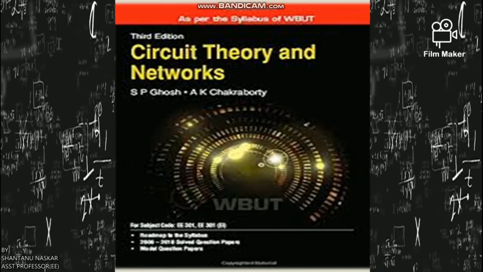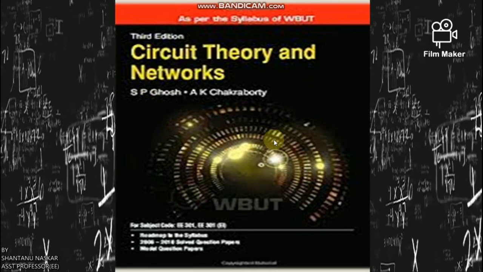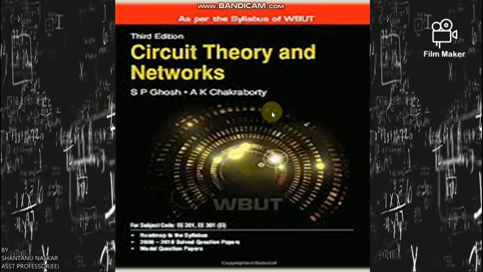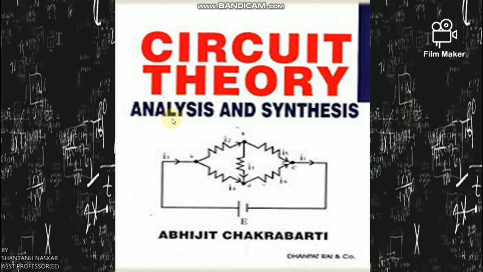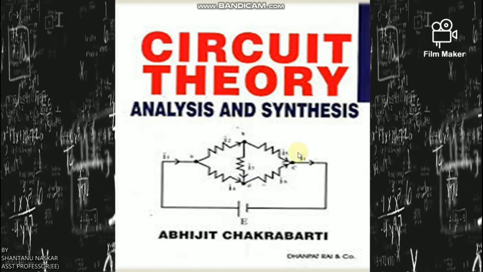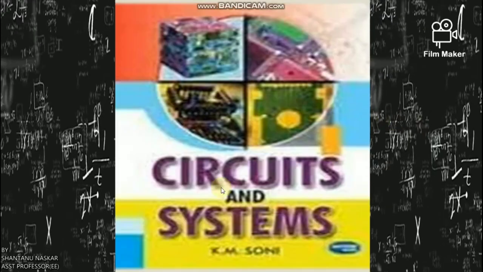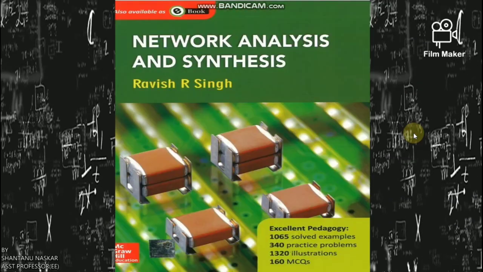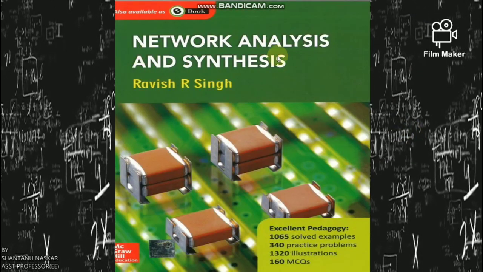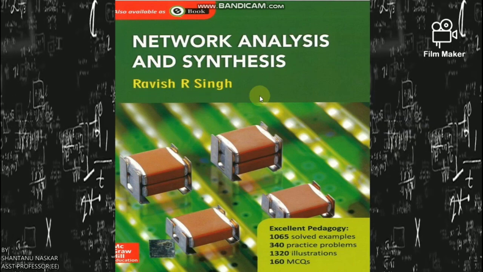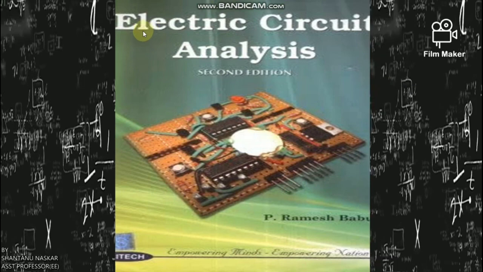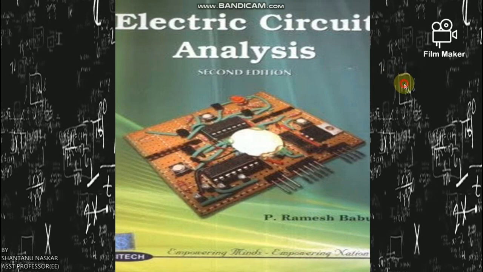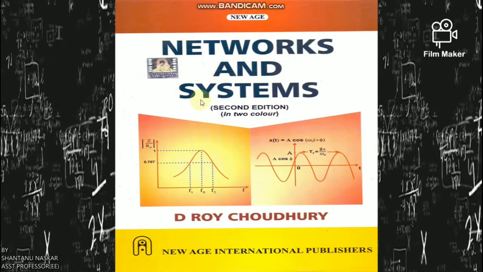Now I will discuss some reference books of this course and also for this lecture. So the first book is Circuit Theory and Networks by S.P. Ghosh and A.K. Chakraborty. The second book is Circuit Theory, Analysis and Synthesis by Abhijit Chakraborty. The third book is Circuit and System by K.M. Soni. This is an old book but a very good book according to me. Now Network Analysis and Synthesis by Ravish R. Singh. The next book is Electric Circuit Analysis by P. Ramesh Babu. This is also a very good book.